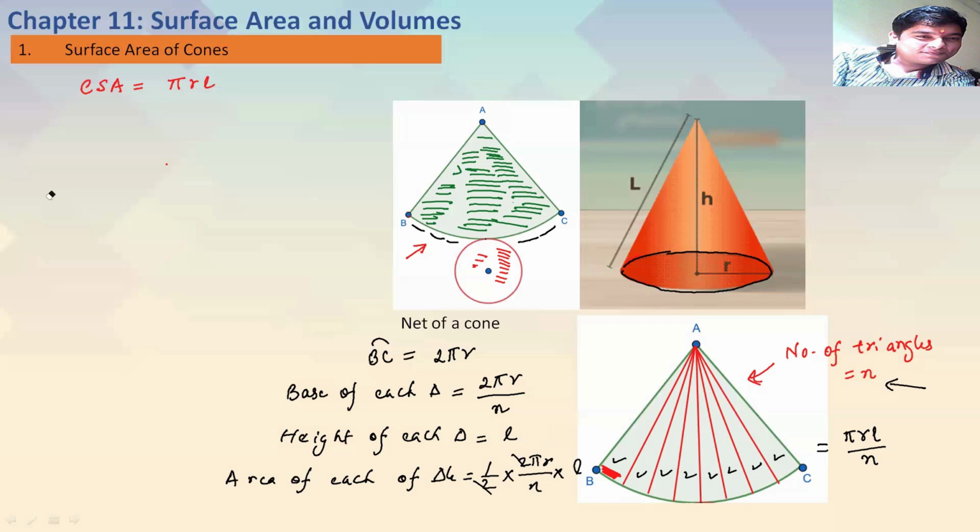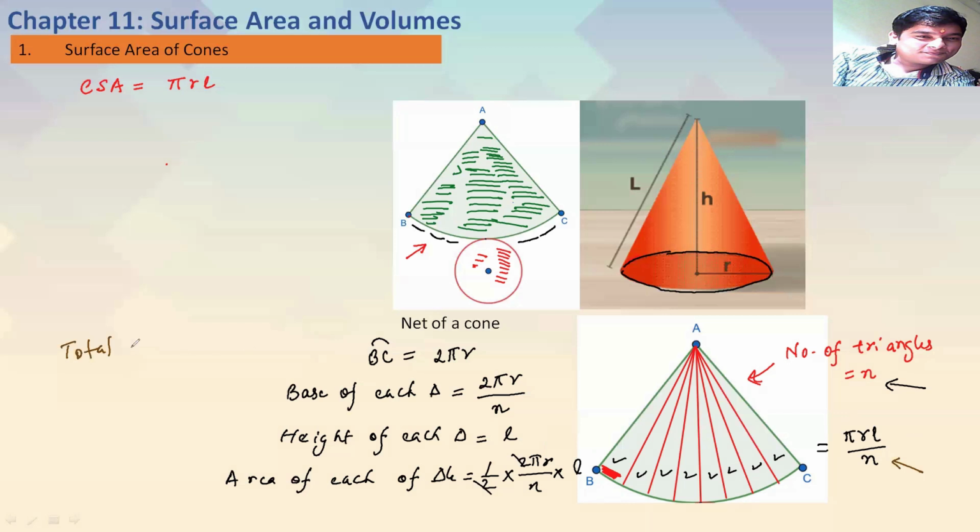Fantastic. So what will be the total area? There are n triangles, mind you. Area of each triangle is pi r L divided by n. I drew 8 triangles because it is not possible to show you n triangles, right? Consider that there are n triangles, not just 8. If it was 8, this n would be 8.